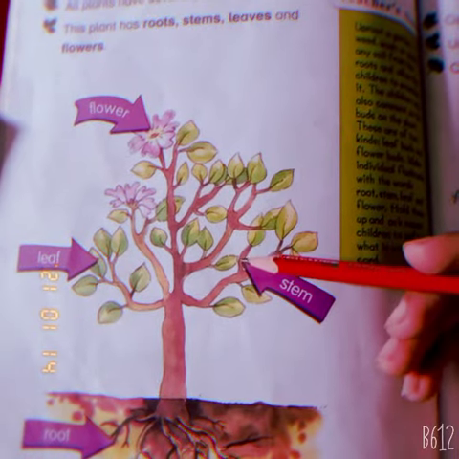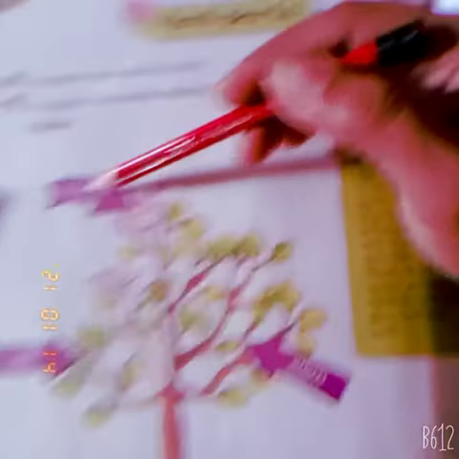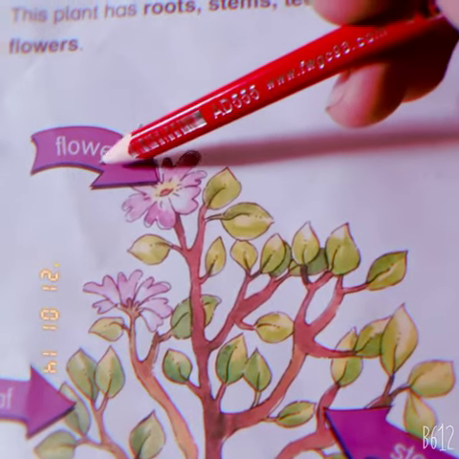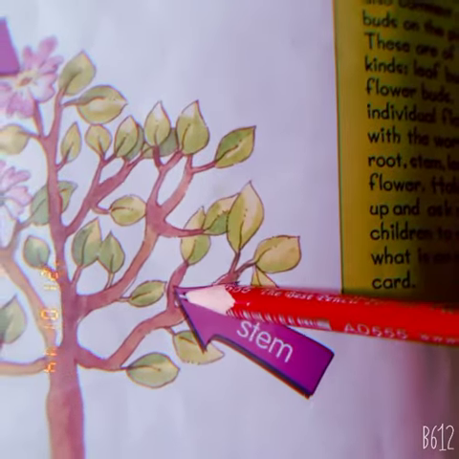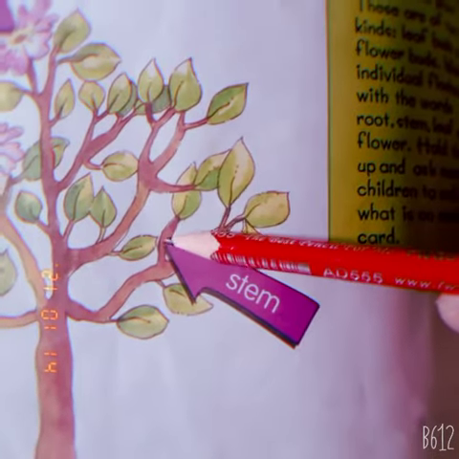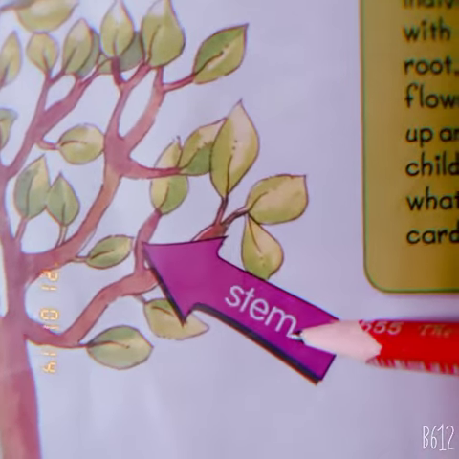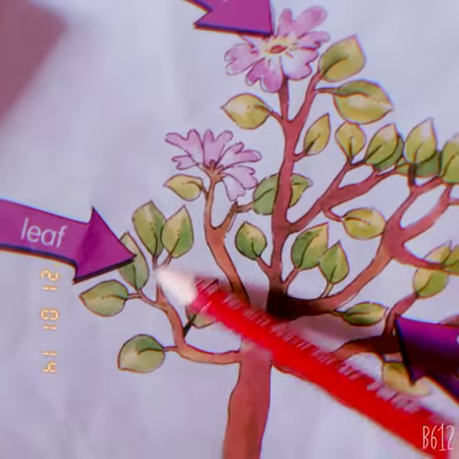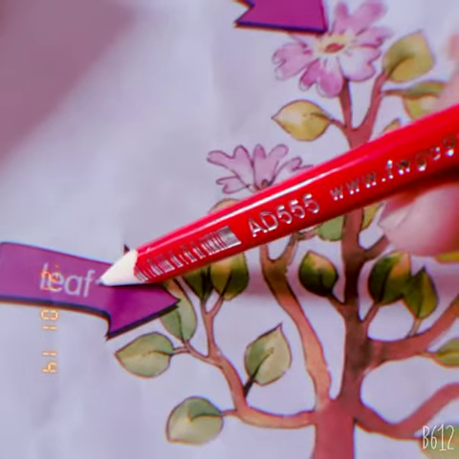Now kids, it's your turn to identify parts of plants. Flower. F-L-O-W-E-R, flower. Stem. Students, this is a stem. S-T-E-M, stem. Leaf. Students, these are the leaves. L-E-A-F, leaf. Students, these are the roots.